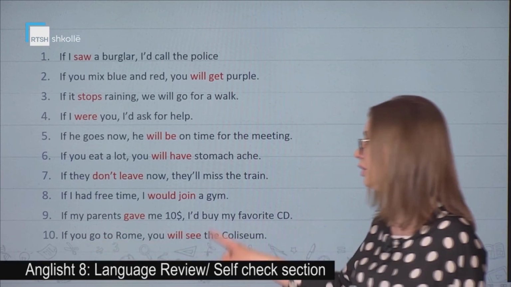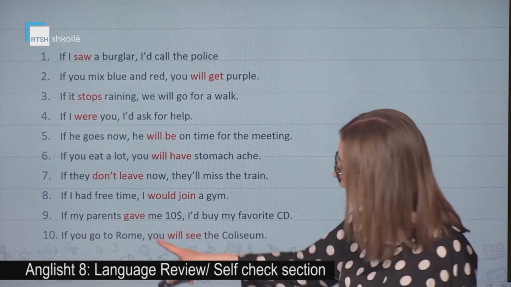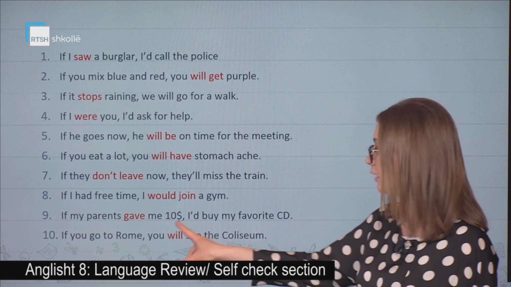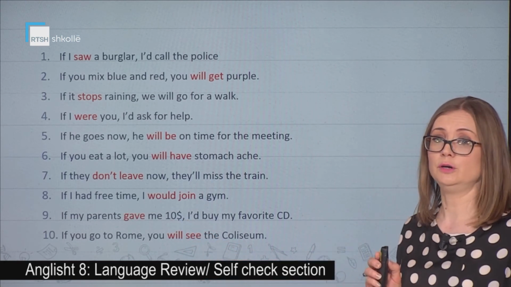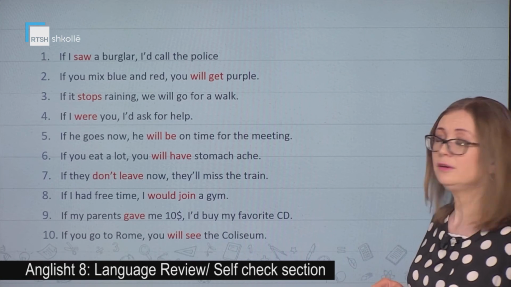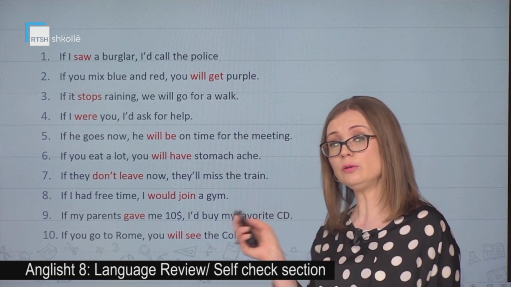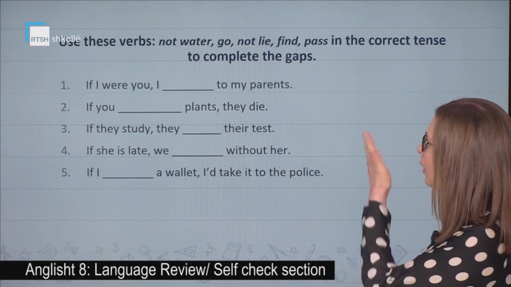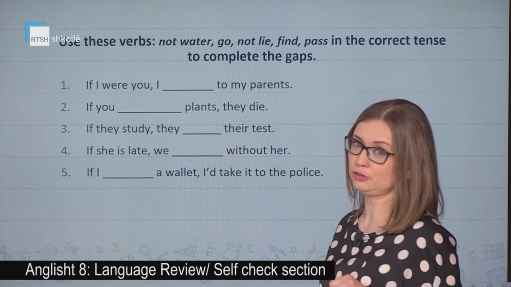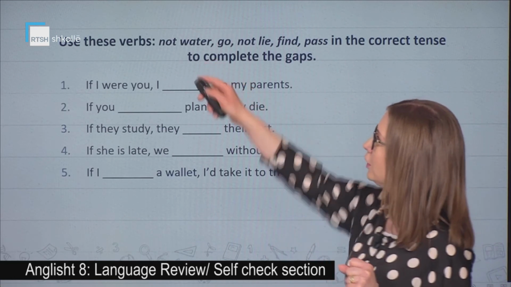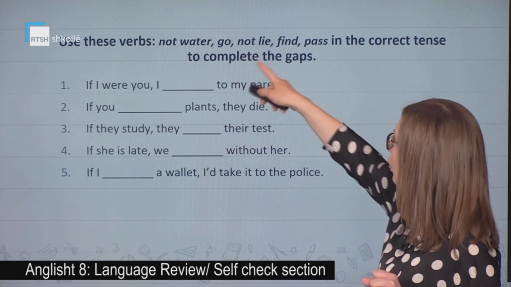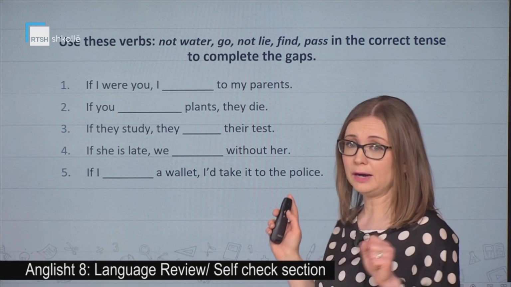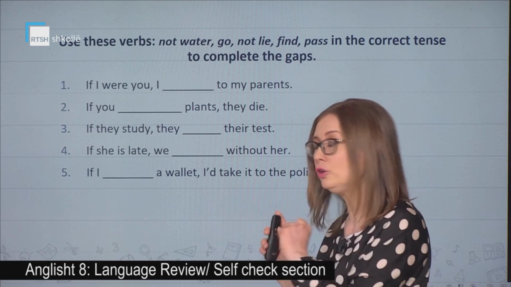And we have here the first conditional, and we have the second part of the sentence, the main clause, that we have will plus the verb. So be careful with the sentences by keeping in mind always the information we got from the previous lessons. Now, we have again some conditional clauses, but we have to use the verbs here: water, go, lie, find, pass, into the correct tense. But be careful, again we have the conditional clauses.